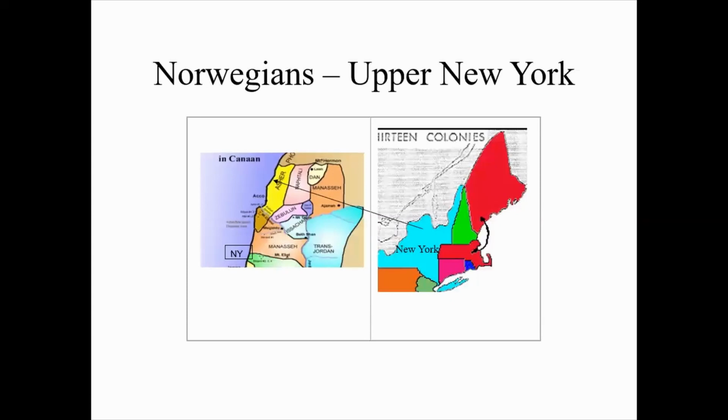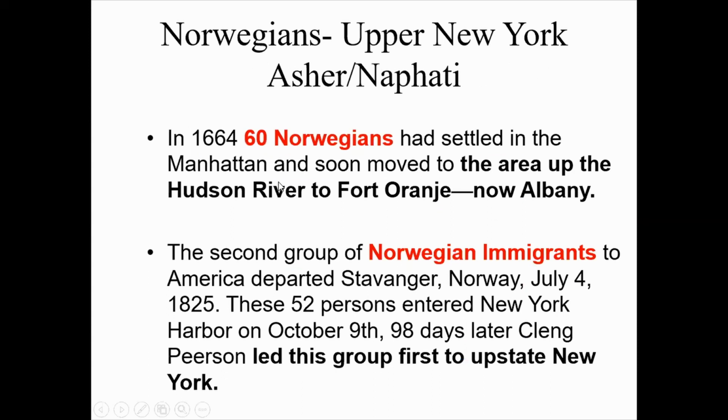All right, so now we get to the next one. These are the Norwegians. They came in to New York, the upper part of New York. You can see New York here, and this would be the area for Asher and Naphtali. Now let's go through this. In 1664, 60 Norwegians settled first in Manhattan and soon moved to the area around the Hudson River, now Albany.